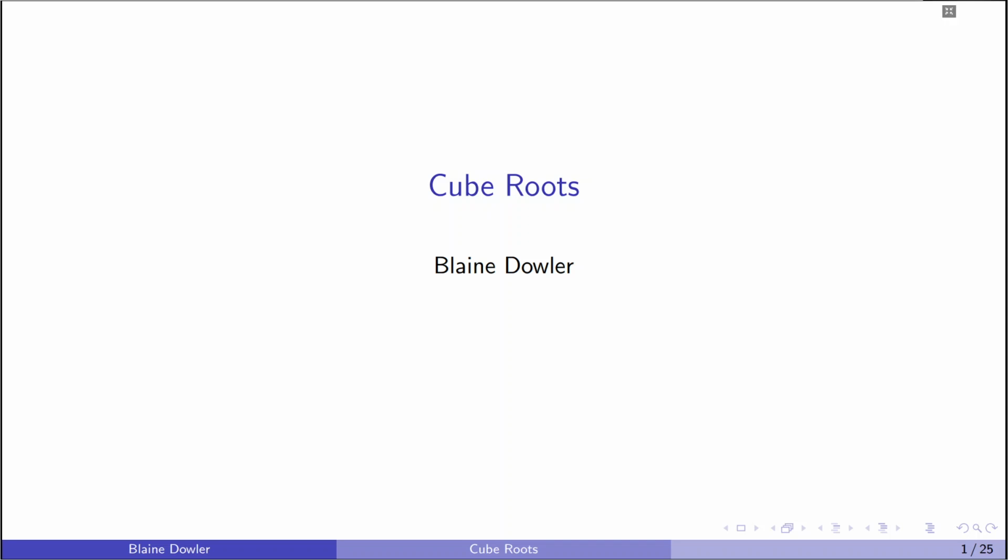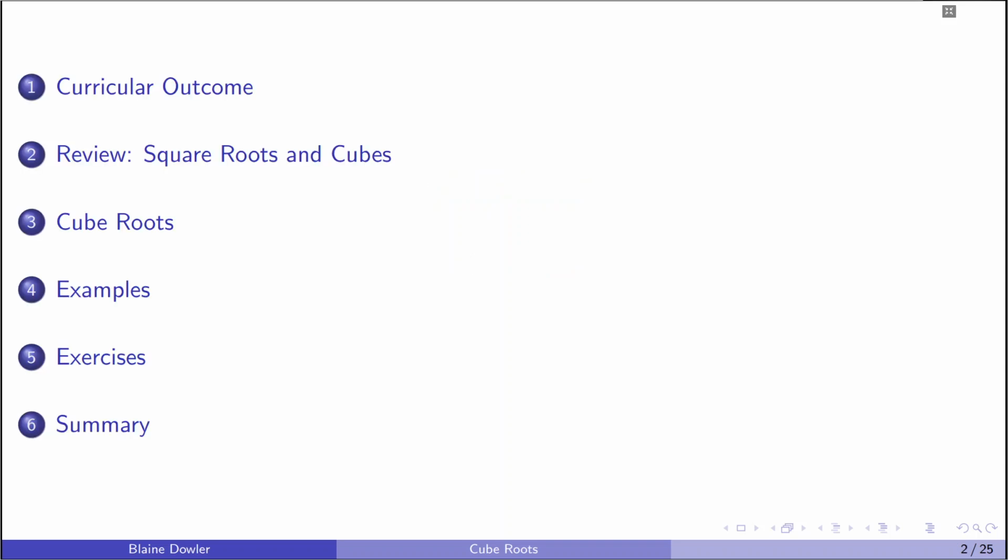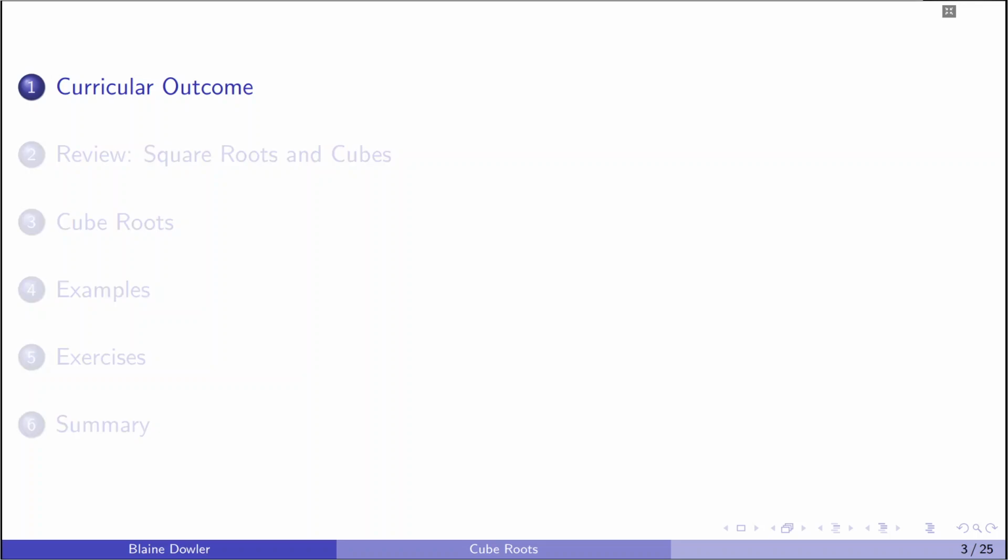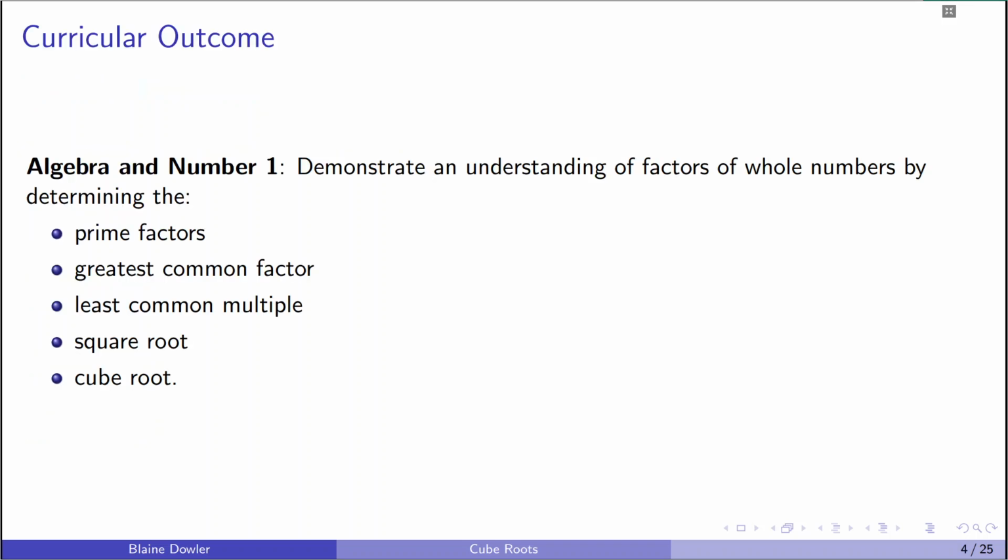All right. Next up, we're going to take a look at cube roots. Again, we'll review our curricular outcome, some prerequisite knowledge review, and then we'll dive into the new content. So our curricular outcome, our learning goal, is to demonstrate an understanding of factors of whole numbers by determining the cube root.